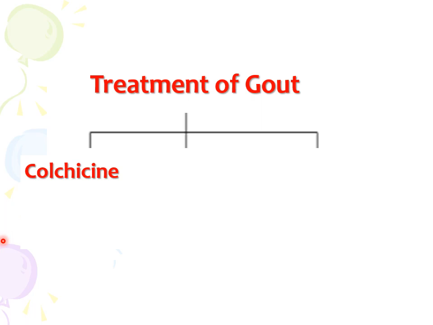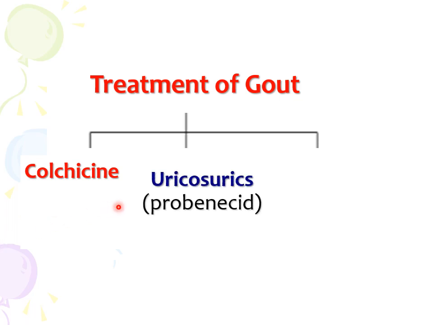Here you see the uricosurics. A well-known example given over here is probenecid. About probenecid, you were told previously that this was initially prescribed years back to enhance or prolong the effect of penicillins. Probenecid is secreted and reabsorbed. So the penicillins are also secreted in the kidney and reabsorbed.